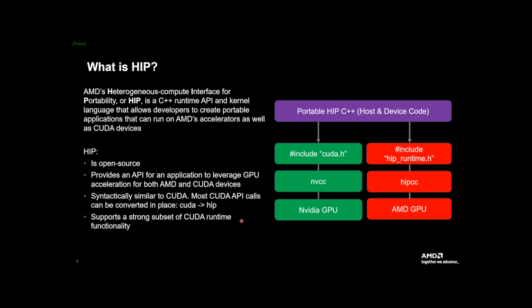So HIP is open source, as I said before, and provides an API for an application to leverage both GPUs. It's really easy to convert codes, we'll see that later, from CUDA to HIP, and it supports a strong subset of CUDA runtime functionality.